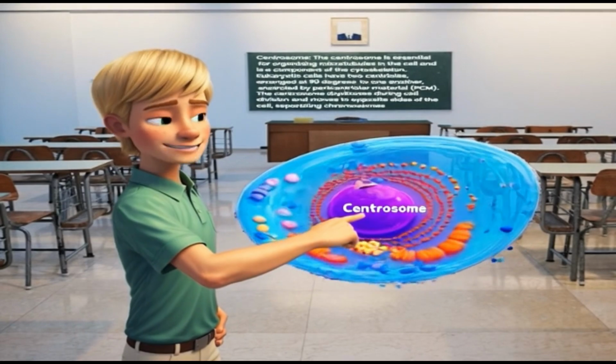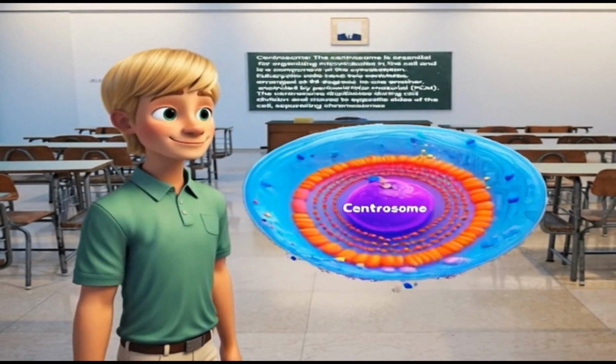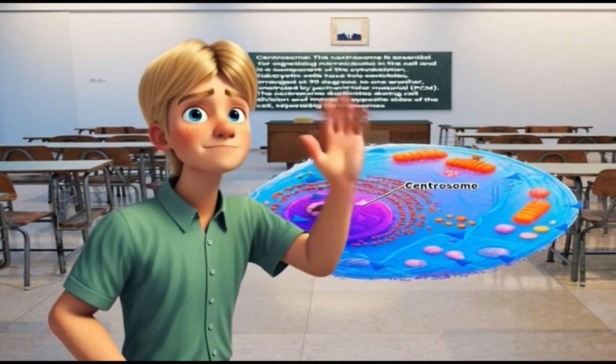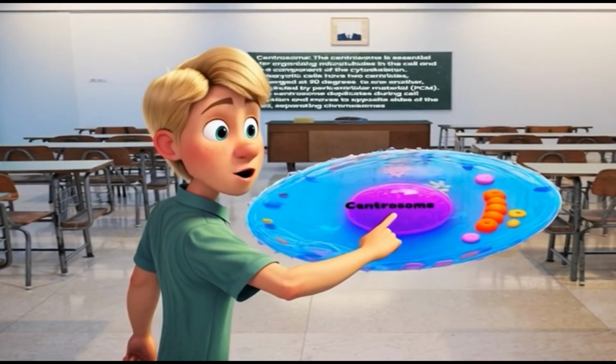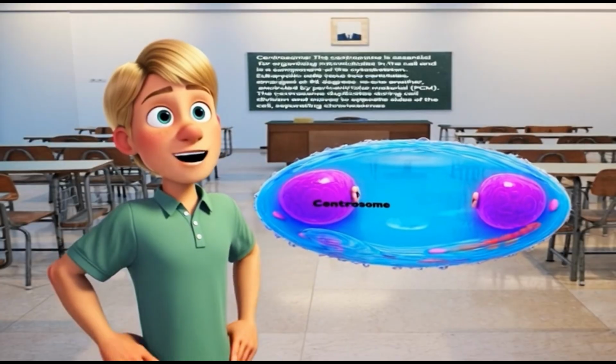The centrosome is essential for organizing microtubules in the cell and is a component of the cytoskeleton. Eukaryotic cells have two centrioles arranged at 90 degrees to one another, encircled by pericentriolar material. The centrosome duplicates during cell division and moves to opposite sides of the cell, separating chromosomes.